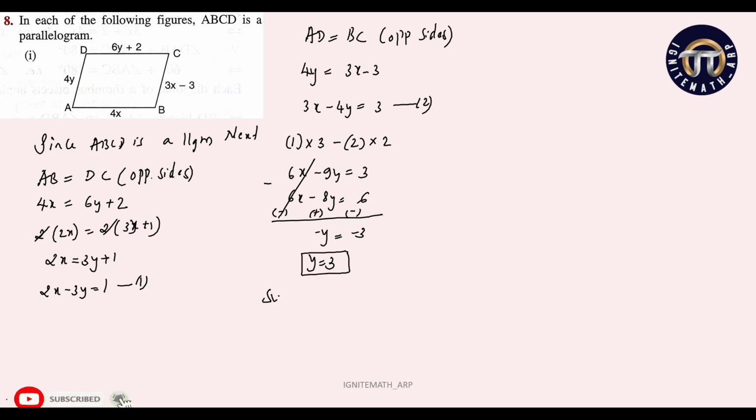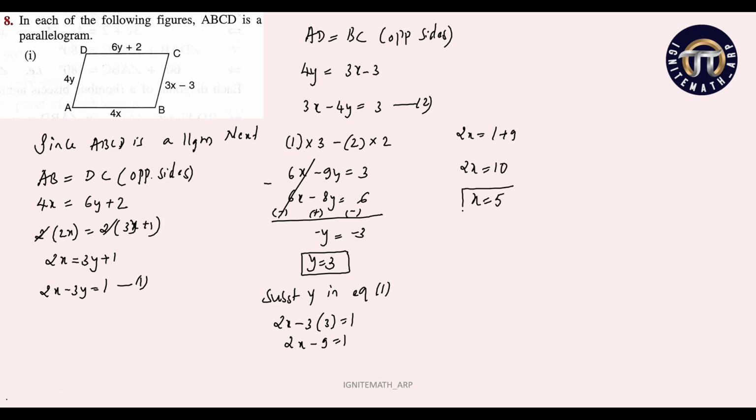Now what am I supposed to do? Substitute y in any one of the equations. Equation 1, I do. So 2x minus 3 into 3 is equal to 1. 2x minus 9 is equal to 1. So 2x is equal to 1 plus 9. 2x is equal to 10. X is equal to 5. So I'm finding x by substituting y in equation 1. So x is equal to 5 and y is equal to 3.